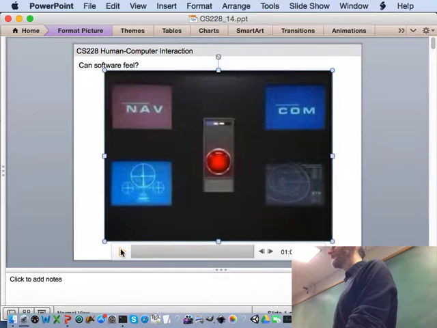Okay. Does Hal have emotions? In the movie, he does. In the movie he does, but here he doesn't, because this is an actor, right? This isn't really Hal. Does Hal really have emotions? In the movie or in the commercial?